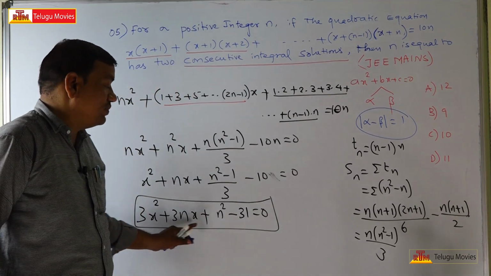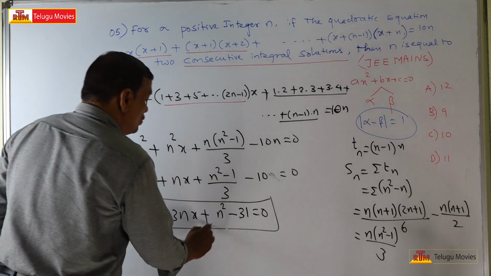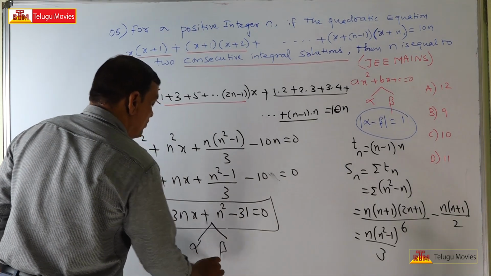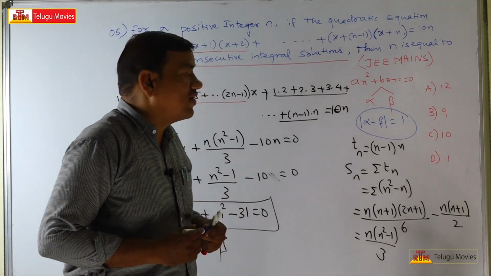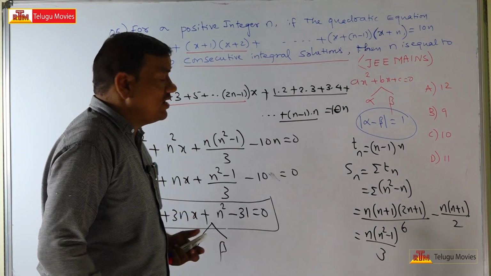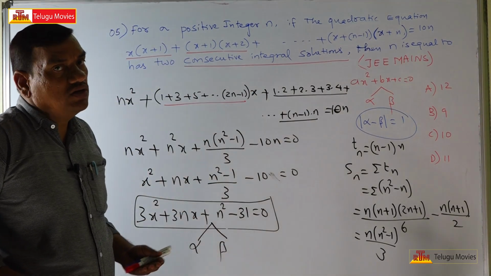ax square plus bx plus c is equal to 0. It has two roots, that is alpha and beta. So modulus of alpha minus beta is equal to 1. From that we will get the value of n. Okay? So let us continue our solution.